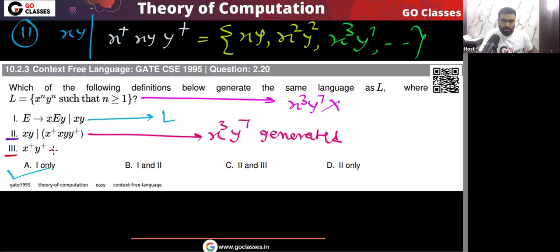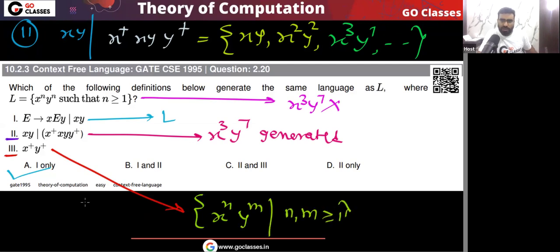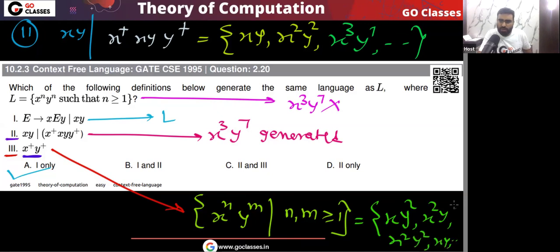What about option 3? In option 3 you can notice the language will be x power n y power m, where both n and m are greater than or equal to 1, because we have x plus y plus. So here you can generate, for example, x y power 2, x power 2 y, of course x power 2 y power 2 also, x y also, and so on. These are the counter examples, because we can generate x y power 2. So that is the reason, and your answer will be option A. So this is a very simple question.